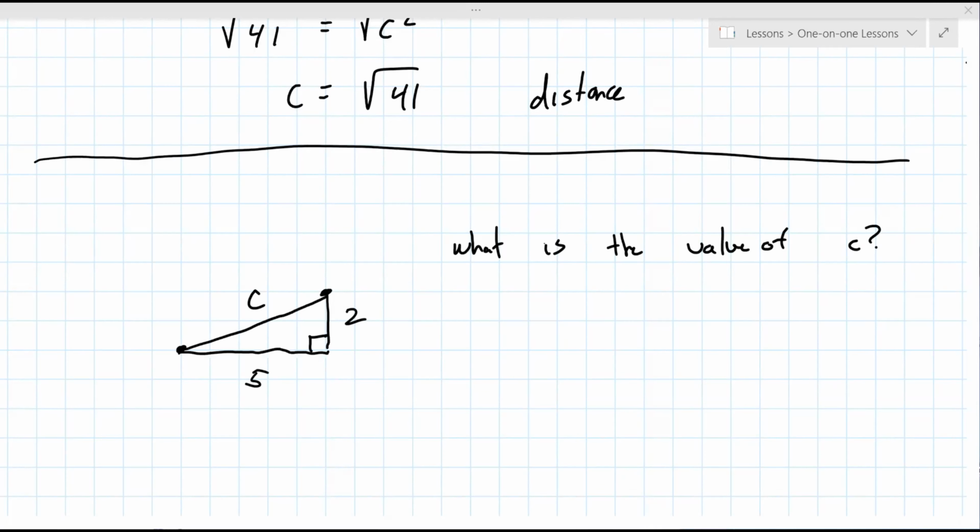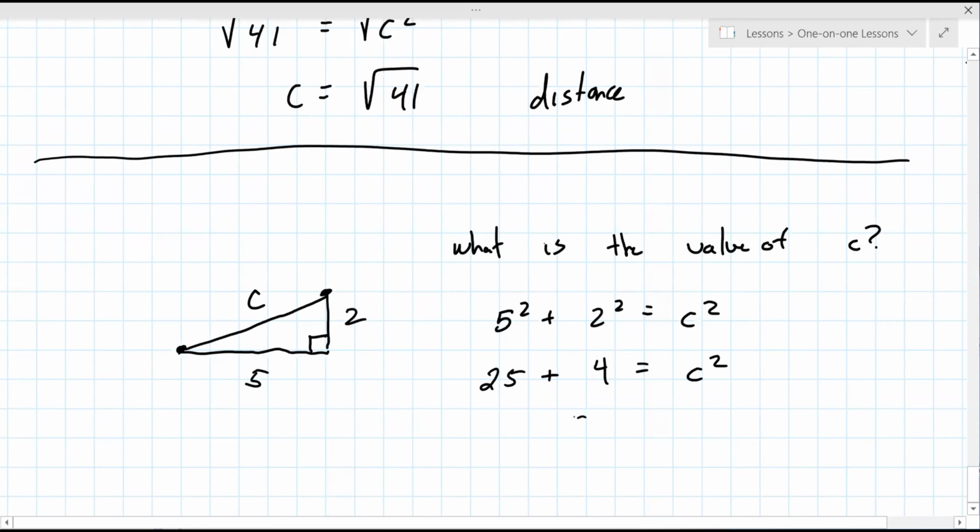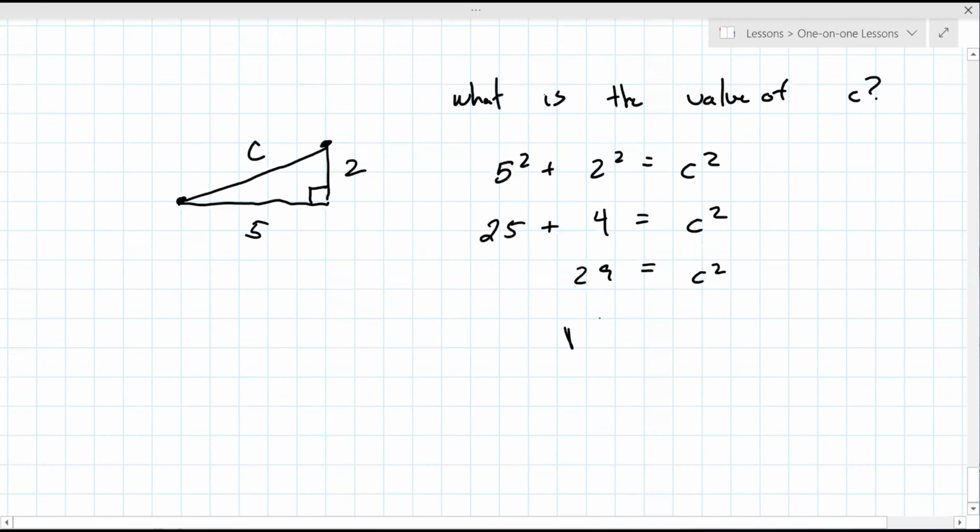So we have 5 squared plus 2 squared equals c squared. 5 squared is 25. 2 squared is 4. 29 equals c squared. Take a square root of both sides. And c equals the square root of 29.